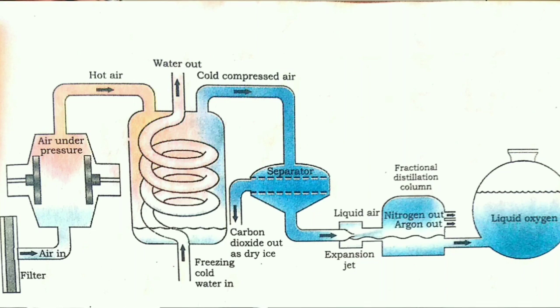So that means without changing to liquid, some substances can be directly changed to solid. Some gases can be directly changed to solid. Such a substance is carbon dioxide. When pressure is applied and the temperature is decreased, carbon dioxide will not change into liquid state, but directly it will change to solid state. So dry ice can be separated at this level, and we can pass the rest into the expansion jet. According to the difference in the boiling points, we will get the different gases.